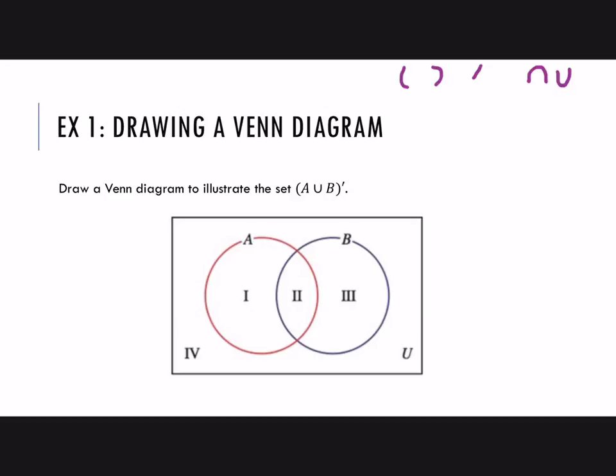Alright, so draw this example. Draw a Venn diagram to illustrate the set, the complement of A union B. Alright, well, I see 3 operations here. I see the parentheses, the union, and the complement. So I would do parentheses first. So what I need to do is figure out what to shade to represent A union B. A union B. And then that takes care of the parentheses and the union. Alright, and then I would finally do the complement after that.